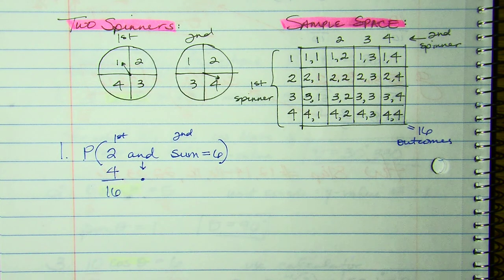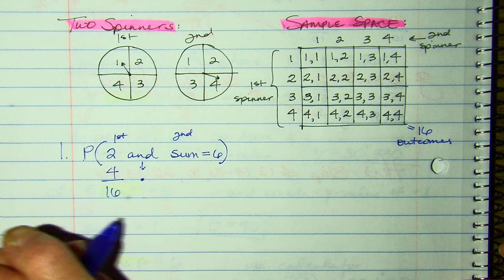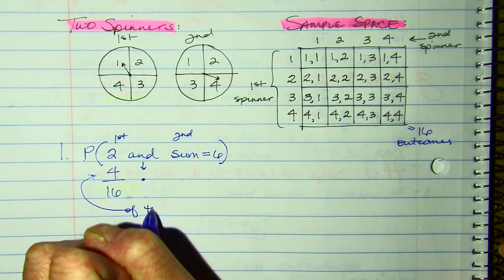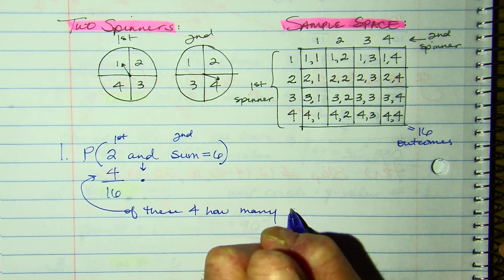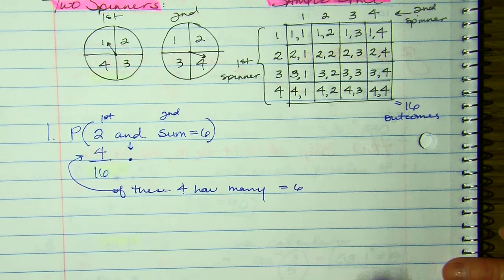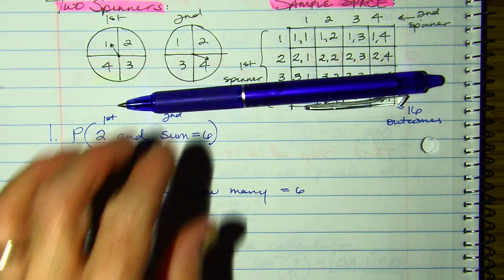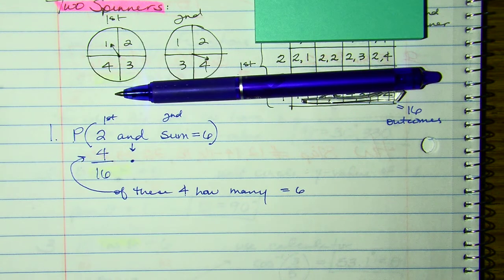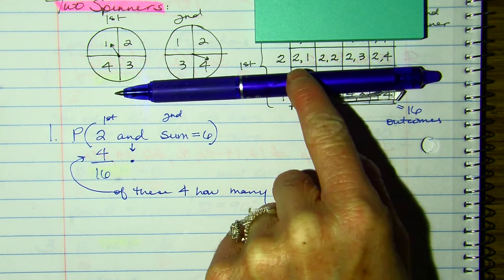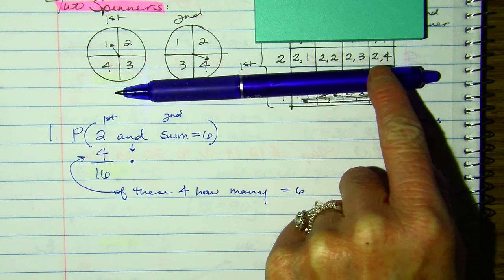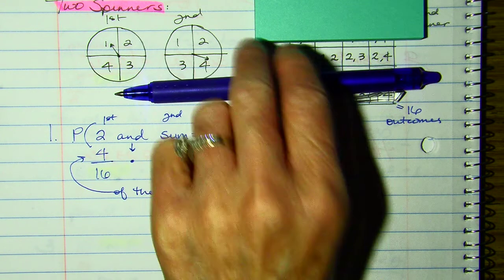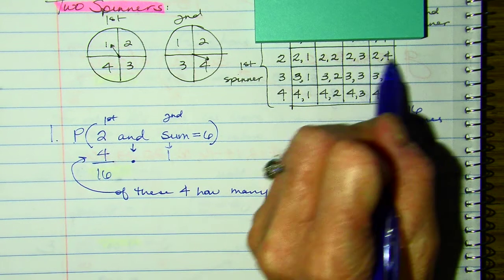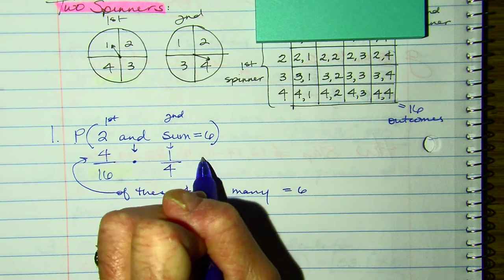Now here's the tricky part. You're looking at, of these 4, how many equal 6? If I cover all of this up, I'm looking at these 4 right here. The second probability is conditional upon what happened in the first. They're saying, what if I spun a 2? These are the only 4 that begin with a 2. How many of these have a sum of 6? Well, only one, right? 2 plus 4. So there is only one out of these 4 that has a sum of 6.